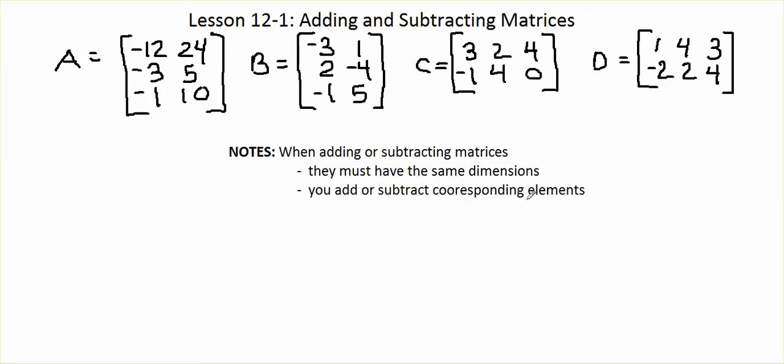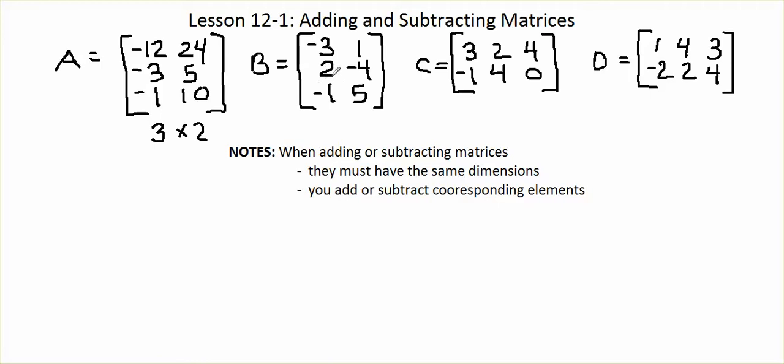The dimensions of a matrix are determined by the number of rows and the number of columns of a matrix. So if we take a look at matrix A right here, we have 1 row, 2 rows, 3 rows. This matrix has 3 rows. How many columns does it have? 1 column, 2 columns. So it's a 3 by 2 matrix.